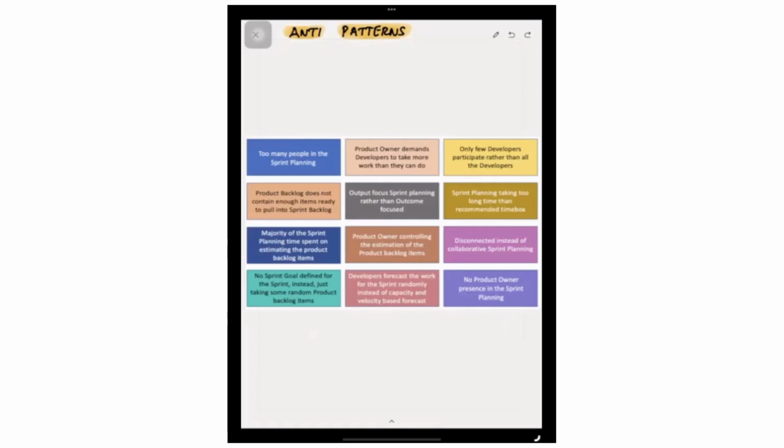So be watchful about these anti-patterns in the sprint planning. And if you find them in your Scrum project, slowly focus on them one by one through coaching, mentoring, training, teaching, and proper facilitation techniques and skills. You can help these anti-patterns to be addressed effectively.